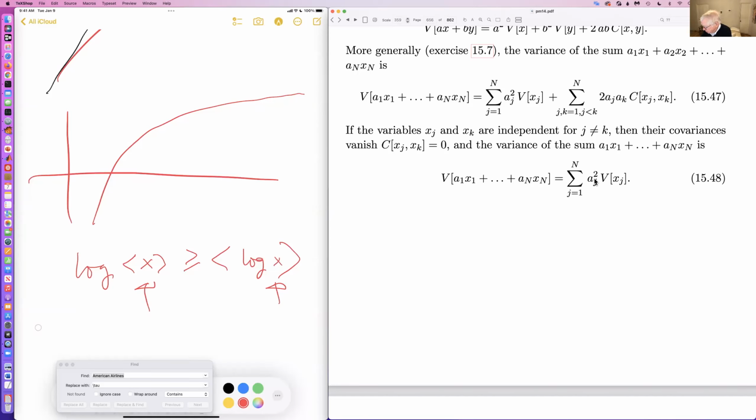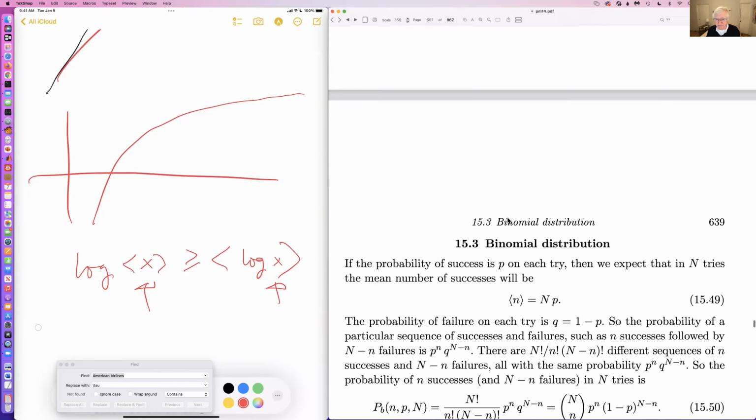Let me just make sure that I've got that j squared exactly right. I'm a little, well, I guess it is exactly, because it does have this aj squared. Well, let me just, something I should check.